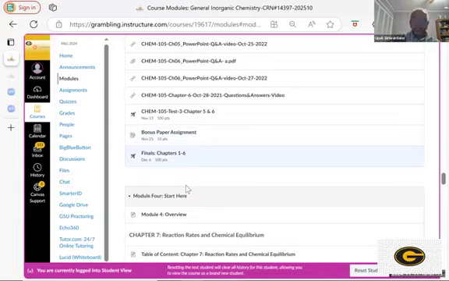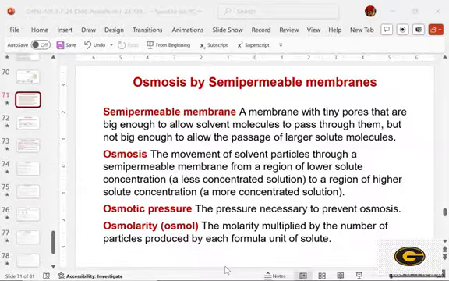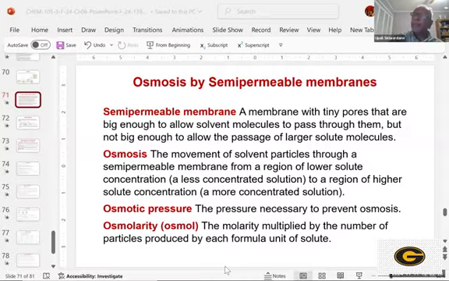I am going to go to slides and continue from there. Can you see my page on osmosis? Yes. Yeah, last time it was not showing up.